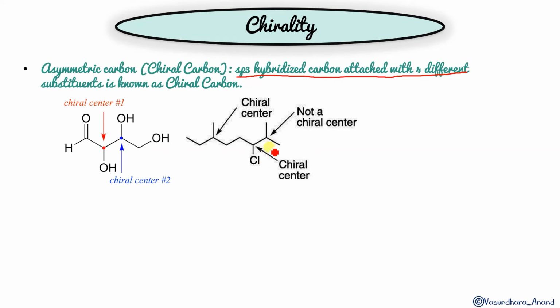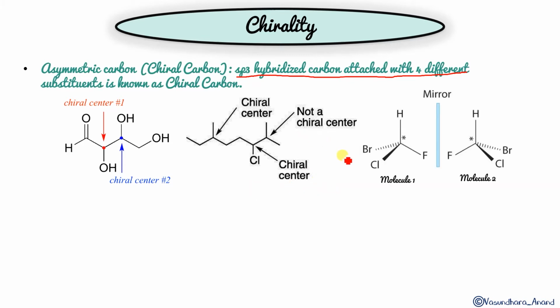In this one, you can say this is not a chiral center because both are the same group. Can it be a chiral center? It can't be, because both are hydrogen here, here, and here also. So these are the chiral centers. I hope it is clear. Chiral center means we have to find that the carbon should be attached to four different groups.